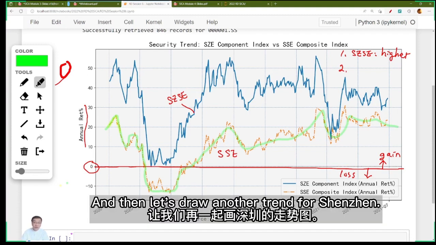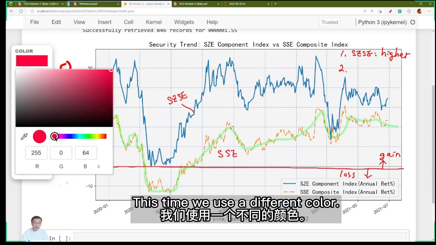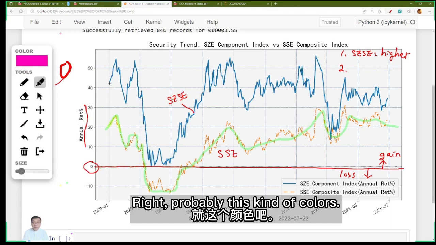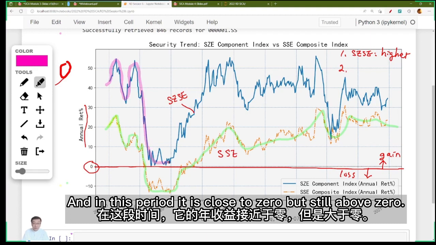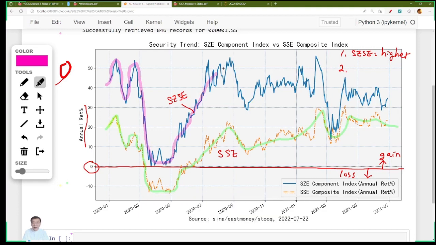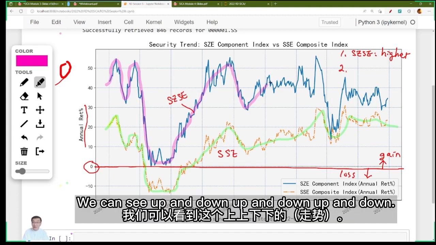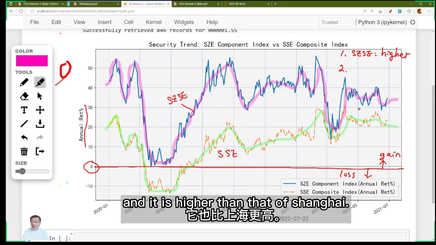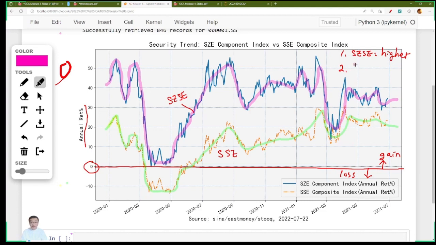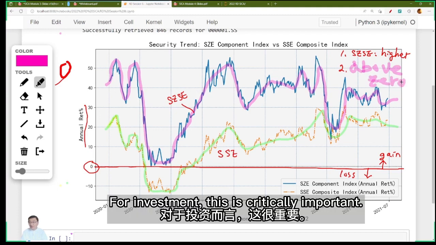And then let's draw another trend for Shenzhen. Next time we use a different color. Too red. Probably this kind of color. We use a thicker one. This is the part in Shenzhen. And in this period, it's close to 0, but still above 0. That is critically important. We can see up and down, up and down, but in general, it's above 0, and it is higher than that of Shanghai. Above 0, for investment, this is critically important.